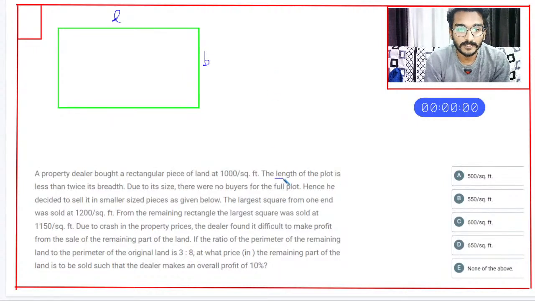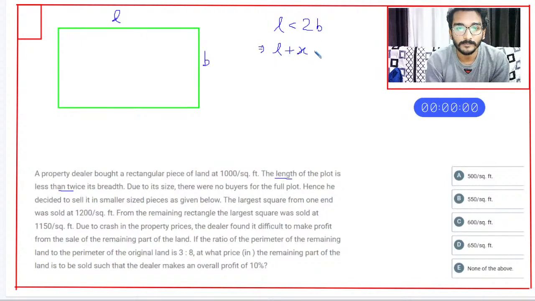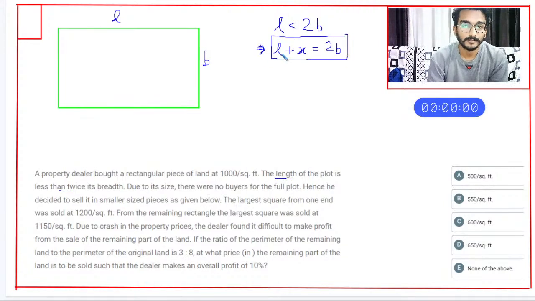But in the question itself, it is given to us the length is less than twice its breadth. So in the question, it is given length is smaller than twice of its breadth. That makes sense. Means I can say if something is added to length, then it is equal. This is the meaning for this information given to us.